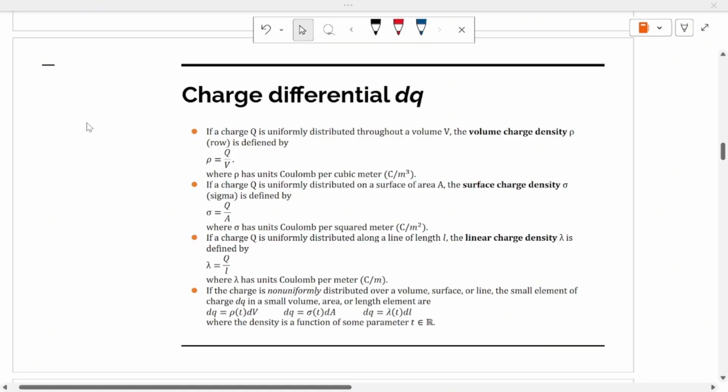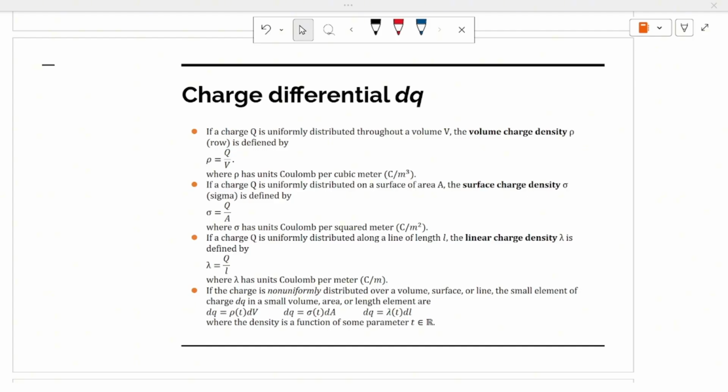The charge differential is going to be rewritten in terms of the density. So we have 3 different types of density. There's volume charge density, which is the charge per unit volume, and has units of coulombs per meters cubed. Surface charge density, defined by the charge per unit area, which has coulombs per meter squared as its units. And linear charge density, which is the amount of charge per unit length.